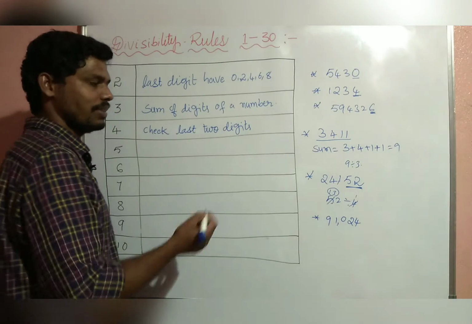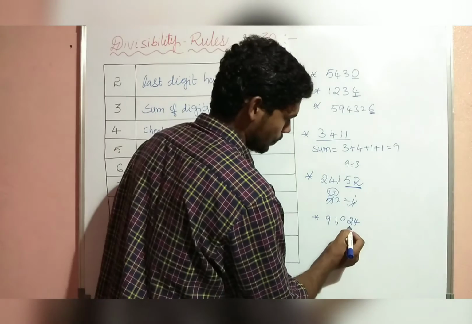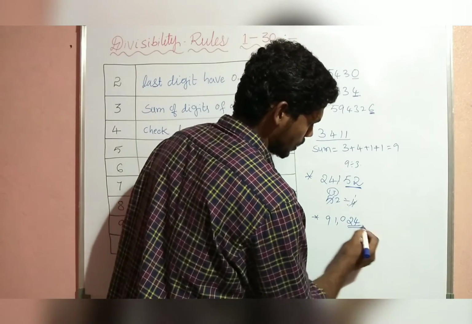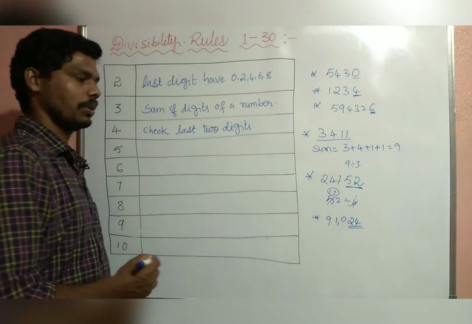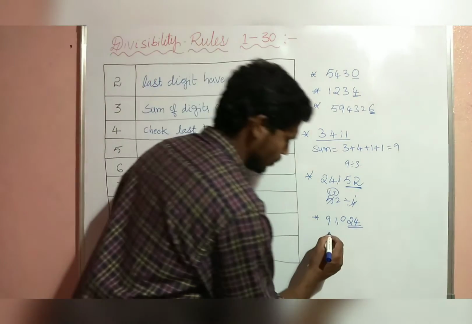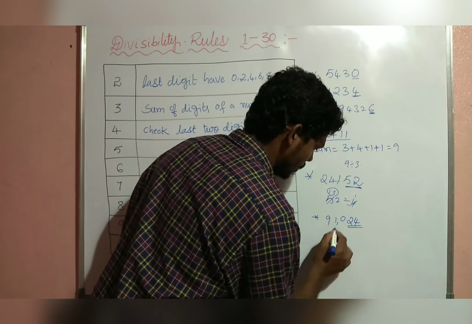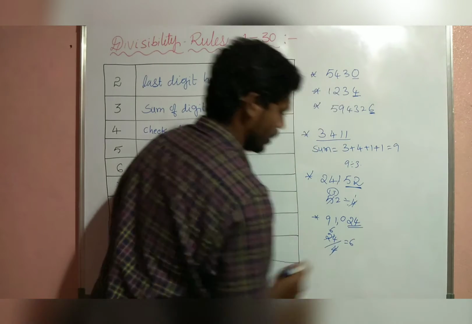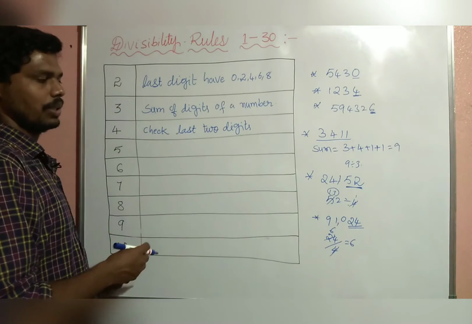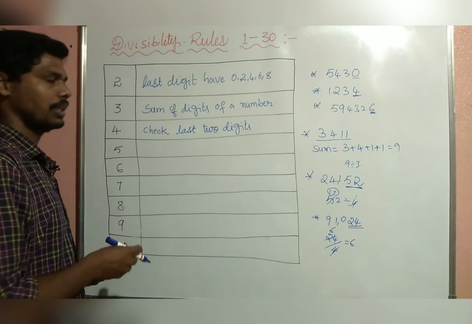Is 91,024 divisible by 4 or not? Without doing division by 4, just check the last two digits, that is 24. 24 is in the 4 table, 4 sixes are 24. 24 divided by 4 is 6. So, hence 91,024 is also divisible by 4. This is the divisibility rule of 4.